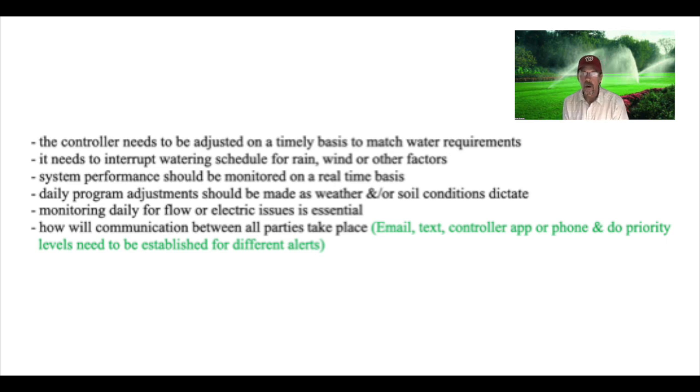Monitoring daily for flow or electrical issues is essential. How will communication between all parties take place? Email, text, controller app, or phone? And do priority levels need to be assigned? Are established for different alerts.